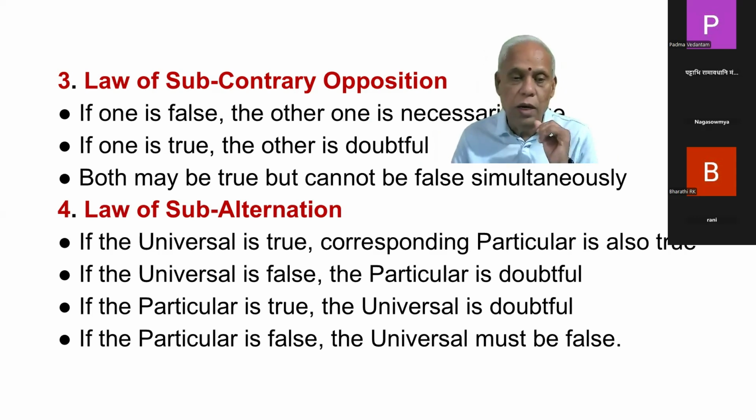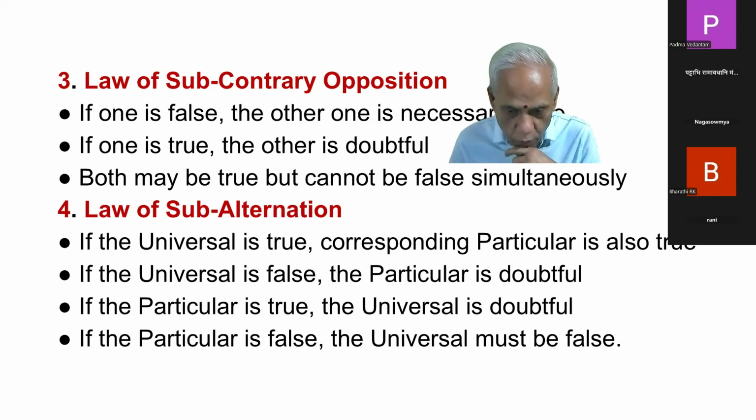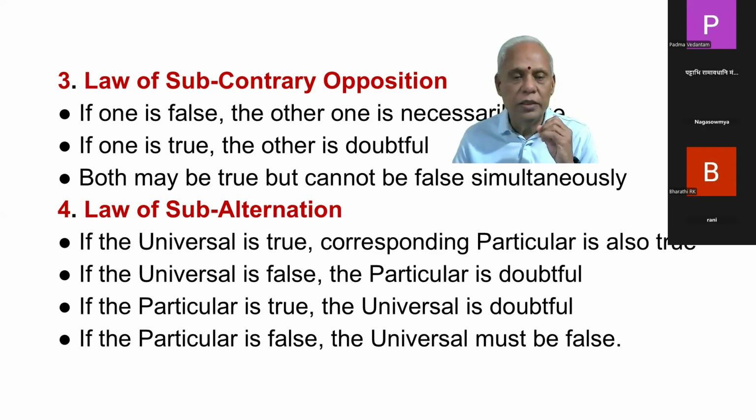When the universal is false, what happens to the particular? If I say "all are good" is false, can you say "some are good" is also false or right? You cannot say that. When "all are good" is false, all may be not good, or some may not be good. Therefore, we cannot exactly state the status of the particular. Therefore, the particular here is doubtful.